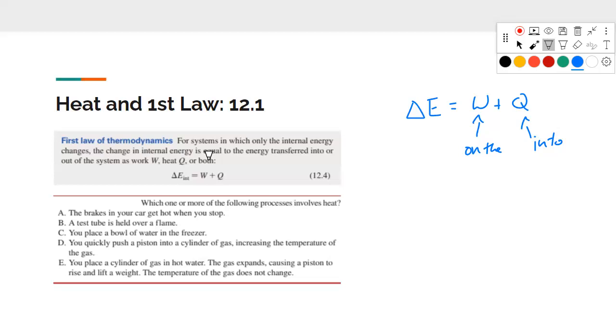So you quickly push a piston into a cylinder of gas, increasing the temperature of the gas. Is that work or heat? Good. That's work. So we've exerted a force over a distance. That's what we said in 3A.